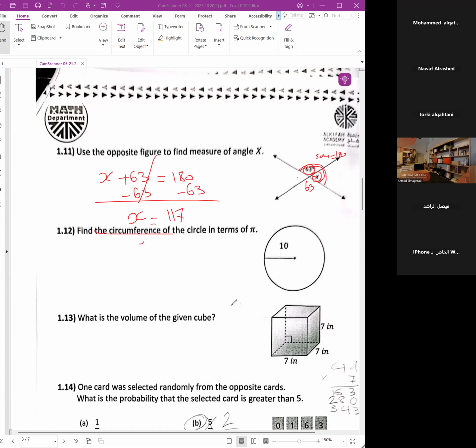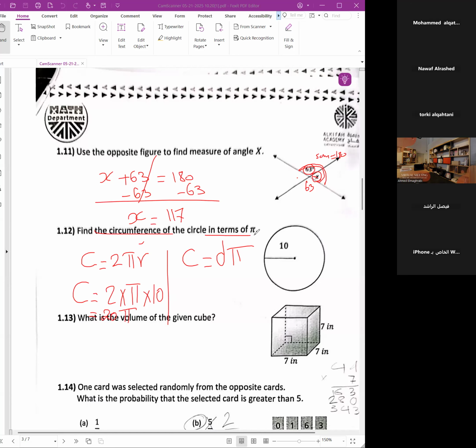Find the circumference of the circle. Excellent. Circumference, we have two rules. Circumference equals 2 pi r. Circumference equals diameter times pi. So circumference equals 2 times pi times r, radius 10. So that equals 20 pi.